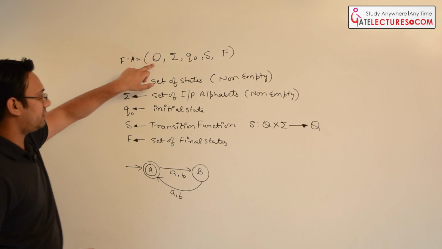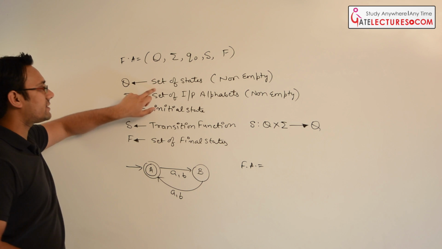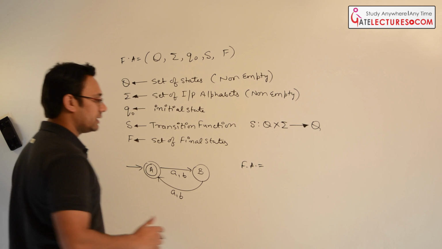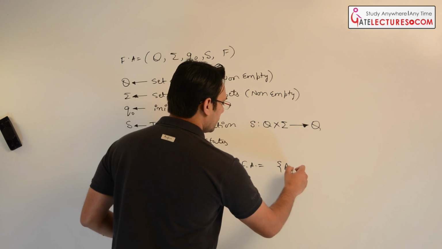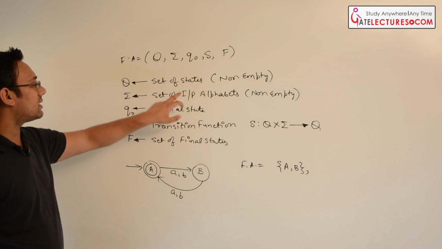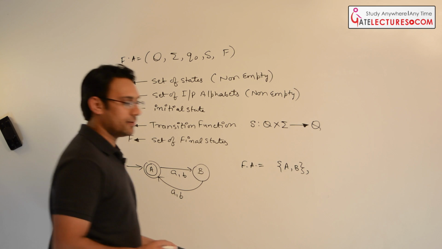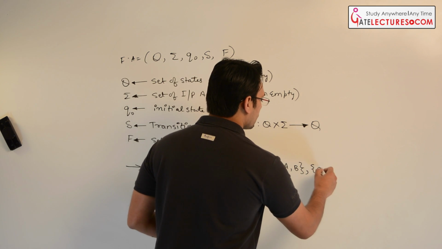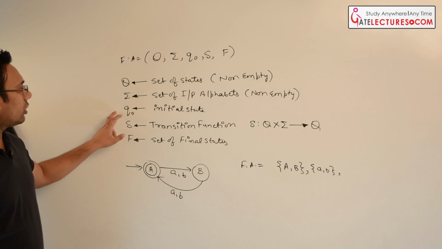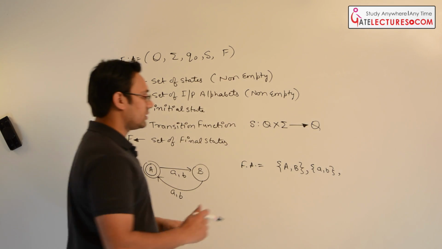So we have this finite automata FA as Q, where Q means the set of states. What are the states here? The states are A and B. This is the set of states. Sigma is the set of input alphabets. What are the input alphabets here? They are small a and small b. Then Q naught is the initial state. What is the initial state here? The initial state is A.